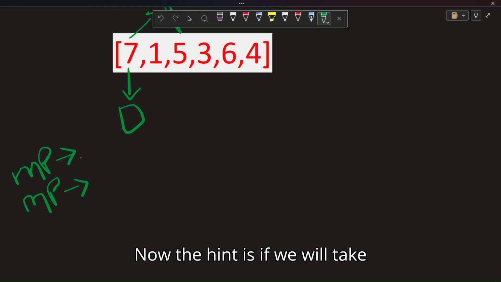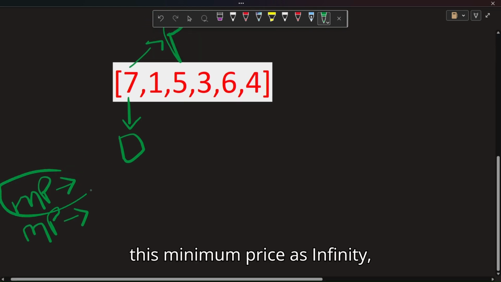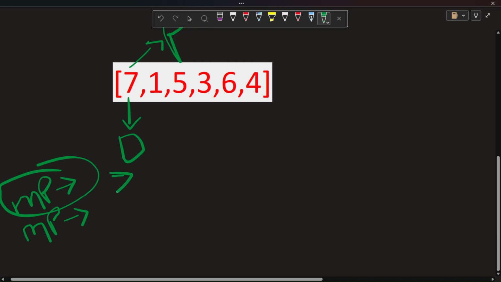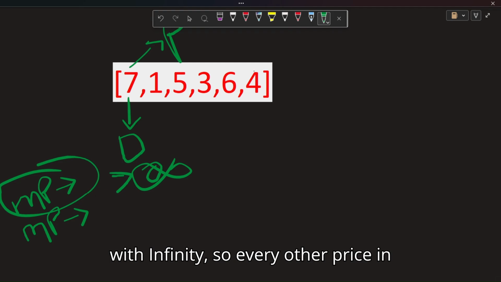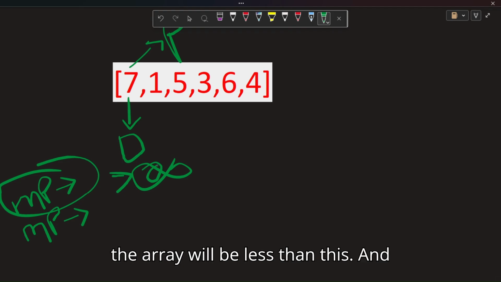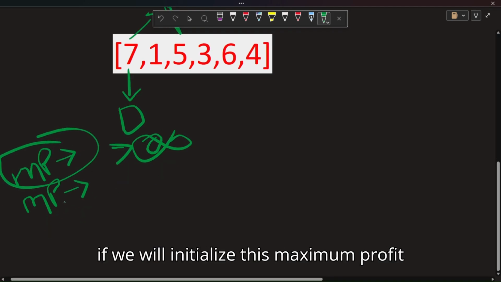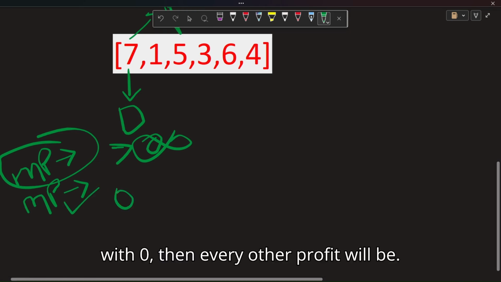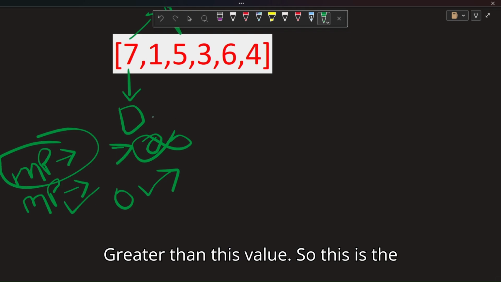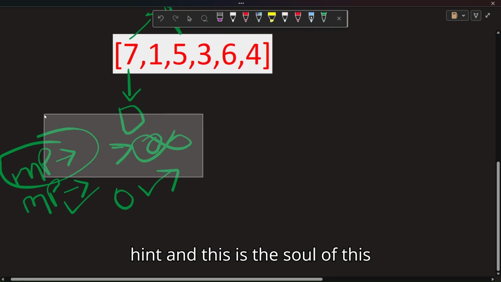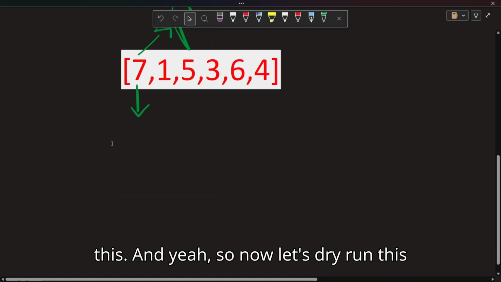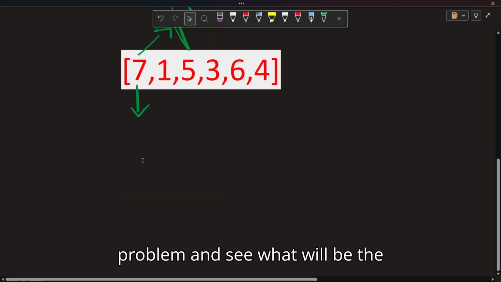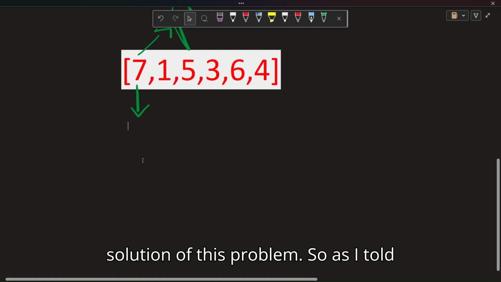Now the hint is, if we initialize this minimum price with infinity, every other price in the array will be less than this. And if we initialize this maximum profit with 0, then every other profit will be greater than this value. So this is the hint, and this is the soul of this problem. Let me quickly erase all this, and now let's dry run this problem and see what the solution of this problem will be.